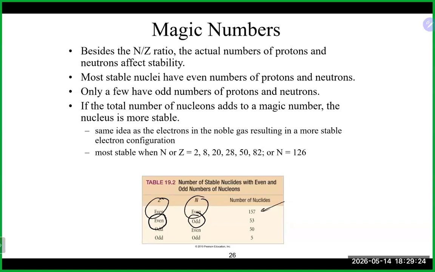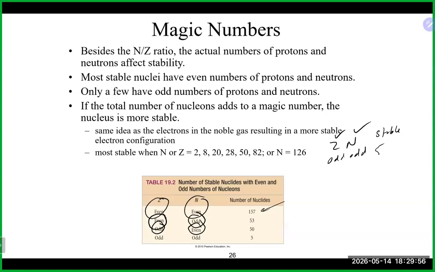Next best thing is odd protons, even neutrons. There are about 50 that are stable. The worst case scenario is when you have odd and odd. There are only about 5 that are stable nuclides. And again, that's the worst situation. So best situation, even. Worst situation, odd and odd. And again, that's another common way that we sometimes look at stability.